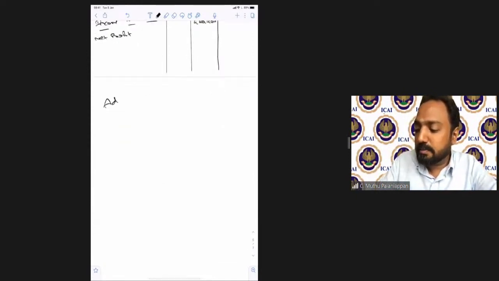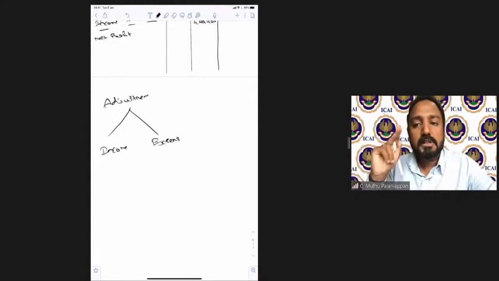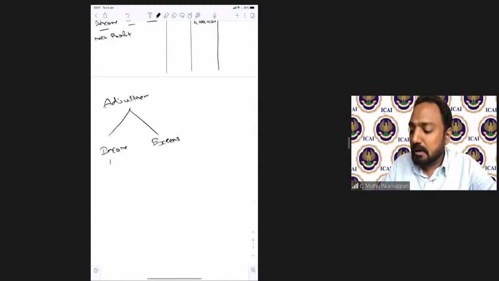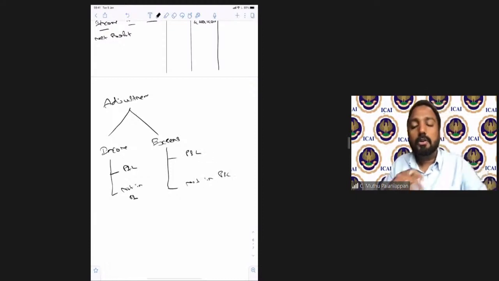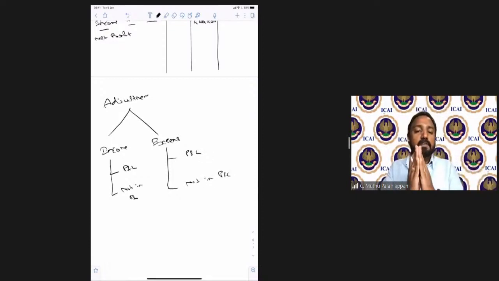So with respect to business adjustment, there could be an adjustment related to income. There could be an adjustment related to expense. Both for income and expenses, there are 2 adjustments each. One is already in P&L, one is not in P&L. Same way for expenses: in P&L, not in P&L, right? So these are the things that you need to give adjustment for.